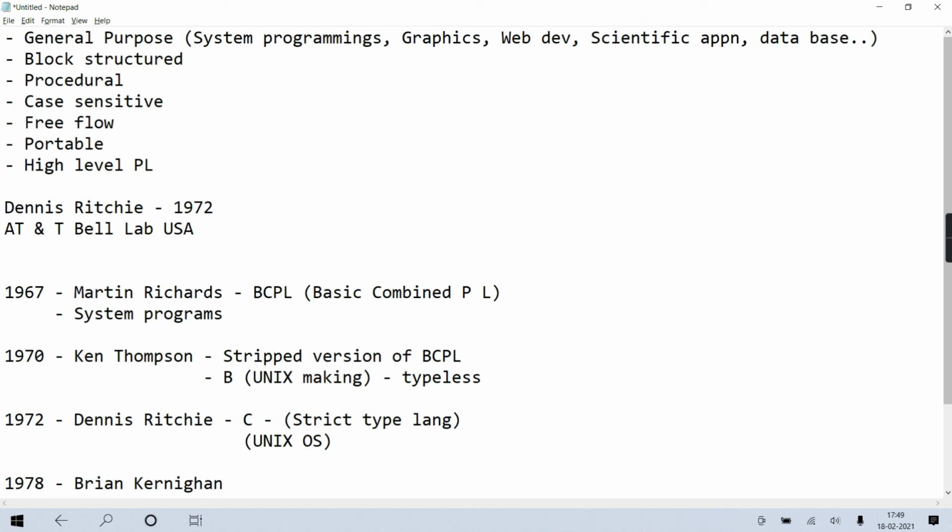Kernighan, we call it Kernighan. Pronunciation matters, so we call it Kernighan. So, Brian Kernighan and Dennis Ritchie.